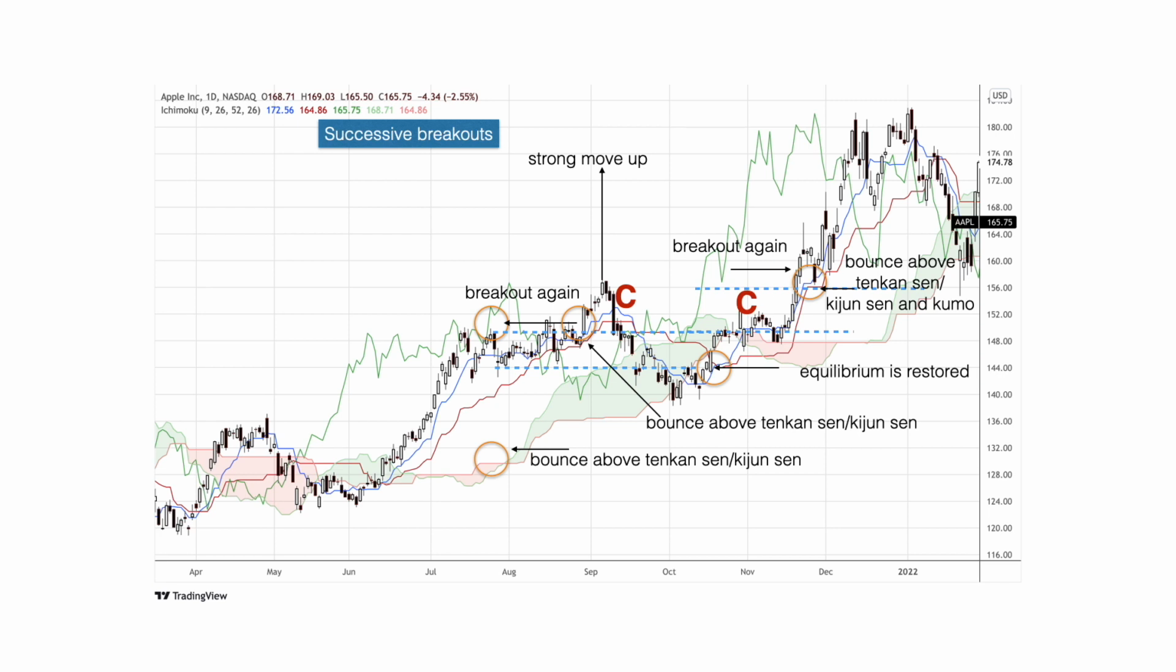Naturally, price had to correct itself again to restore equilibrium, and after that consolidation, it was able to form a strong base that caused another breakout. The Chikou span also broke above its range.